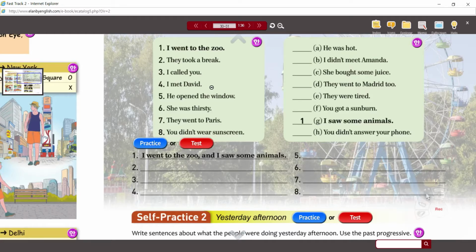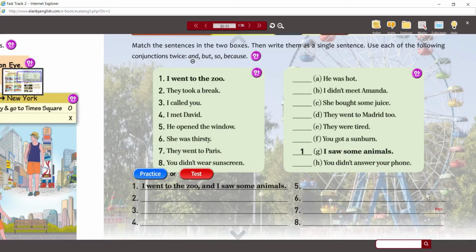Okay. Now take the time and write these sentences below here. You're going to take these clauses that you joined, write them down, and then choose a conjunction. You're given 4 choices: and, but, so, and because. And a hint: you can use the conjunctions twice.